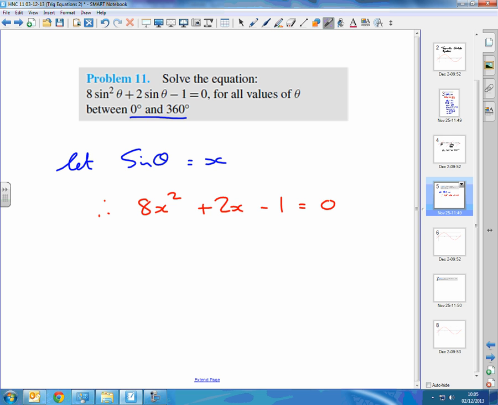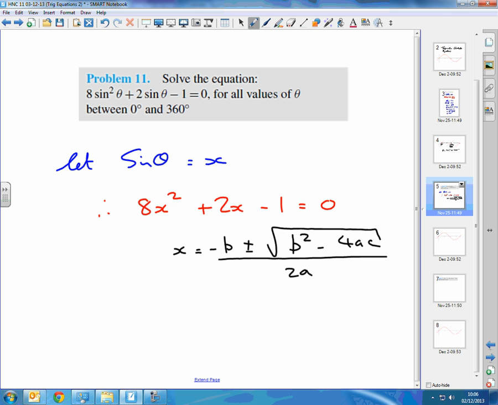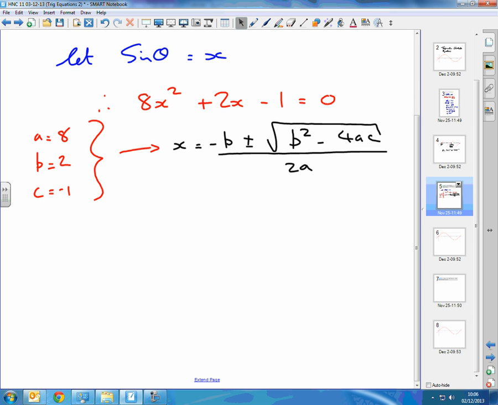So if you care to have a go at that, then you could perhaps have a look at this work problem afterwards. So the quadratic formula is x equals minus b plus or minus the square root of b squared minus 4ac all over 2a. And in this particular example, a equals 8, b equals 2, and c equals minus 1.